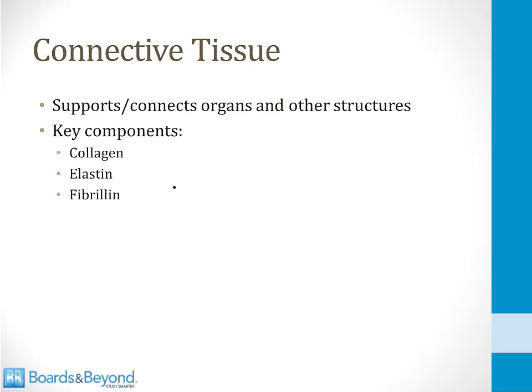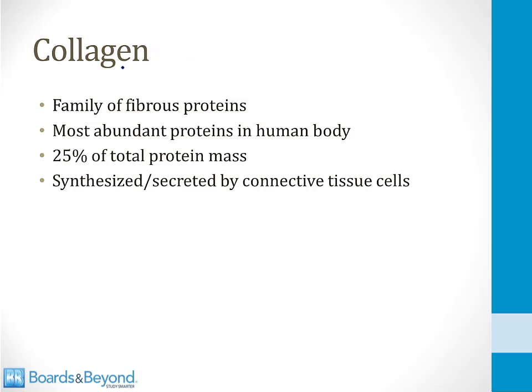Connective tissue is the tissue in our body that supports and connects organs and other structures. There are a number of components of connective tissue, but the important ones for you to know for the Step 1 exam are collagen, elastin, and fibrillin, and we'll go over all three of these components in this video now. We'll start with collagen.